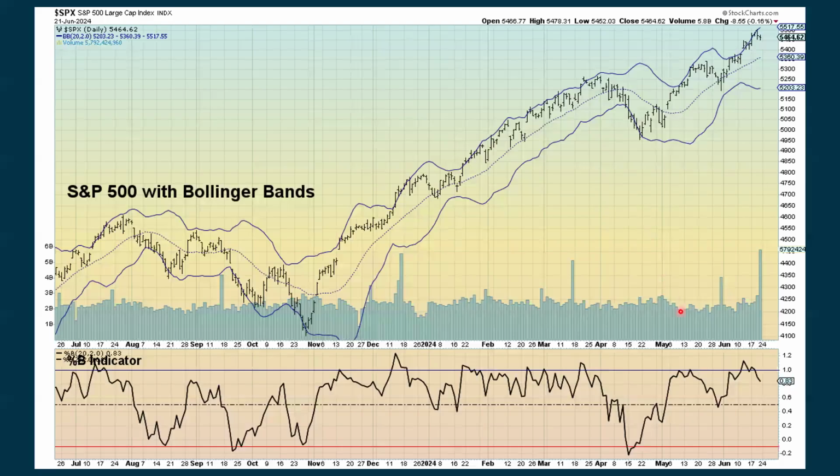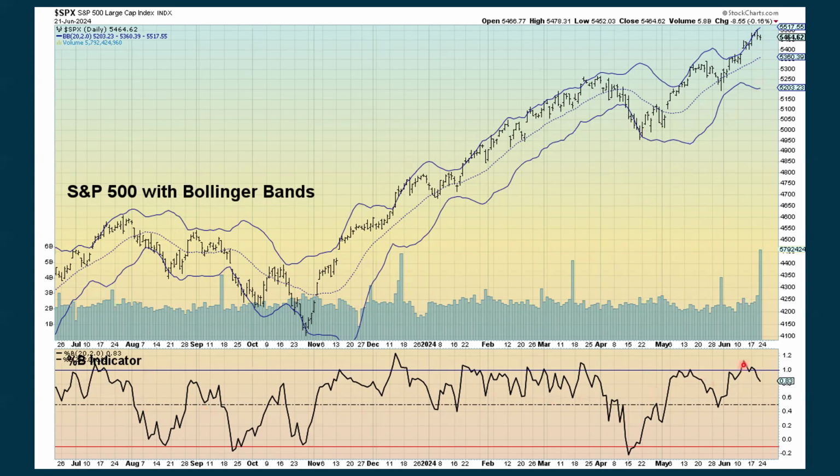Bollinger Bands, we did have an extreme positive reading. You can do a lot of different things with Bollinger Bands. How far are the bands from each other, whether we're above or below the midpoint, what direction are the bands going. One thing that I use is when we close either above or below one of the Bollinger Bands, that's what the percent B indicator measures.